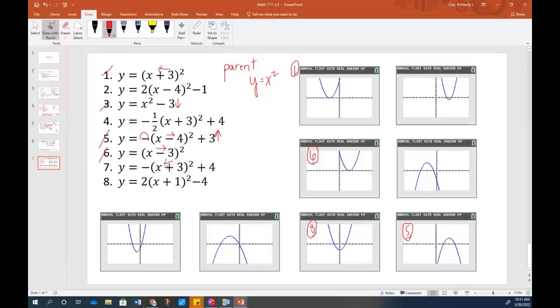Here I have one that has moved to the left 3. Everything inside there with the x, remember the x lies. That one is to the left 3 and up 4, but because it's got this negative in front, we know it's open and down. So left and up and open and down. So this one is number 7.